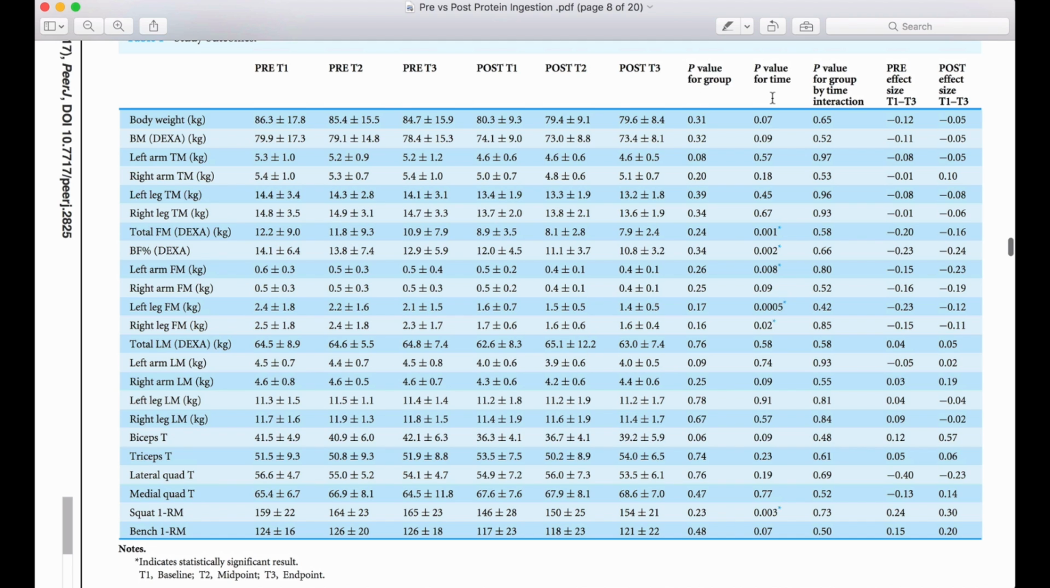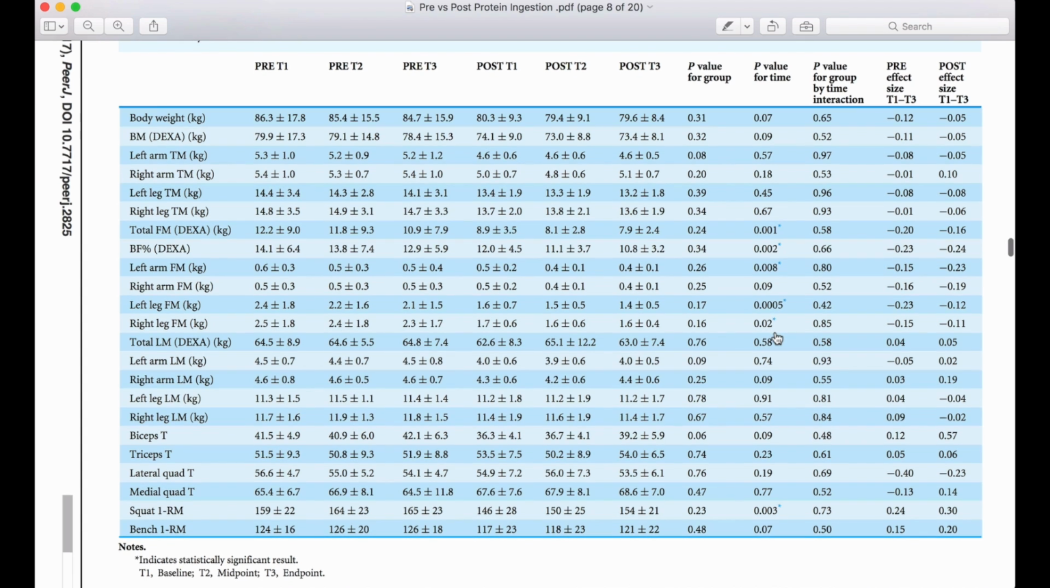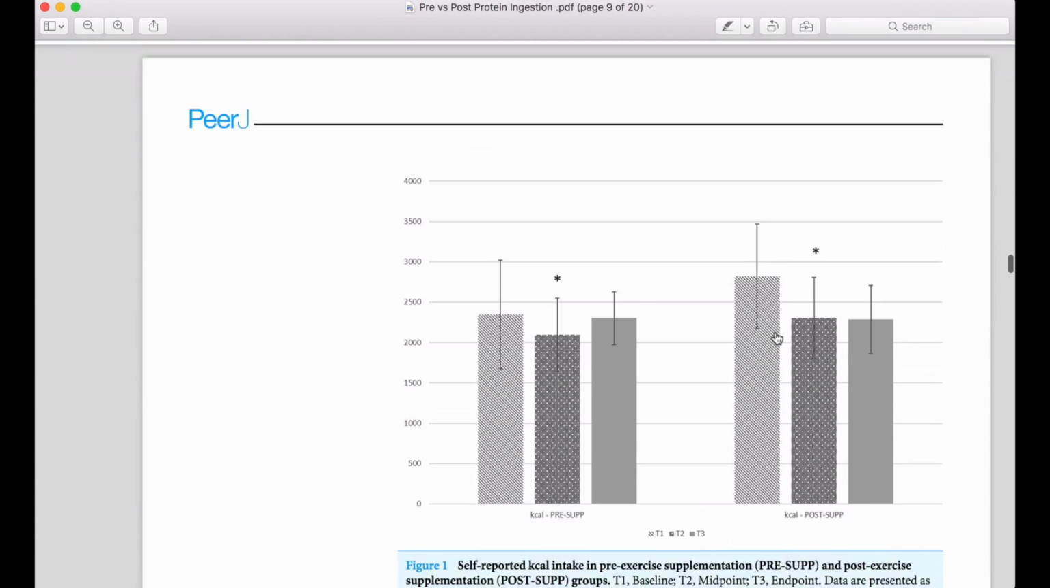However, there are p-values for time in total fat mass and in body fat percentage, which makes sense. Their left arm, for some reason, in regards to fat mass, and their left leg. So you can see that there. If you want to look at that, you can pause it and carry on. But now we're going to move on to the actual nutrition.